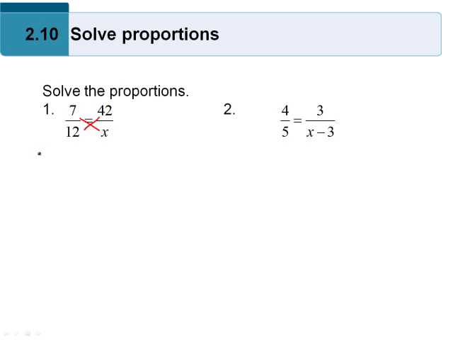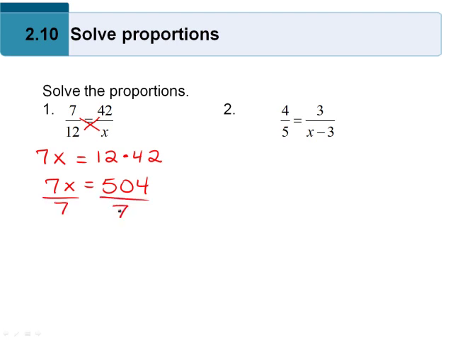So 7 times x is just 7x equals, and then we're going to have 12 times 42 on the other side. I don't know what 12 times 42 is, but that is 504. So you multiply there, 504 equals 7x. Okay, now it's just a plain old regular equation like we've solved earlier in chapter 2. Divide by 7 on both sides.